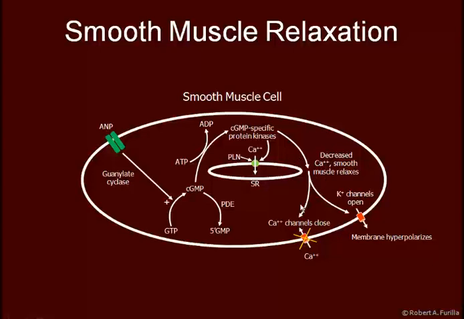Protein kinase G also stimulates the closure of calcium channels on the membrane, so less calcium in, more calcium being taken up by the SR, reduced calcium in the sarcoplasm itself. And it also promotes the opening of potassium channels, which hyperpolarizes the membrane, further inhibiting muscle contraction.